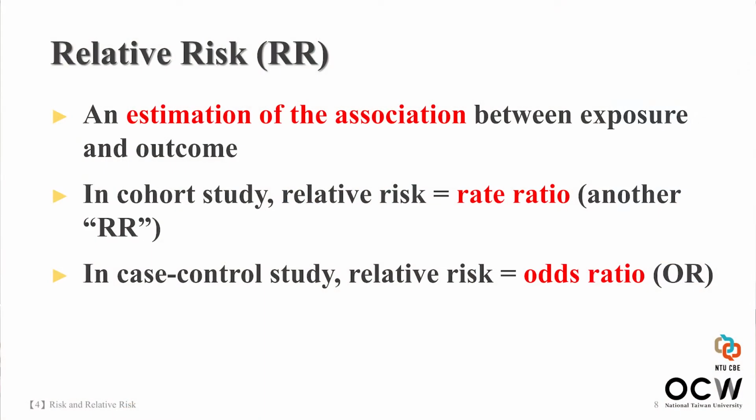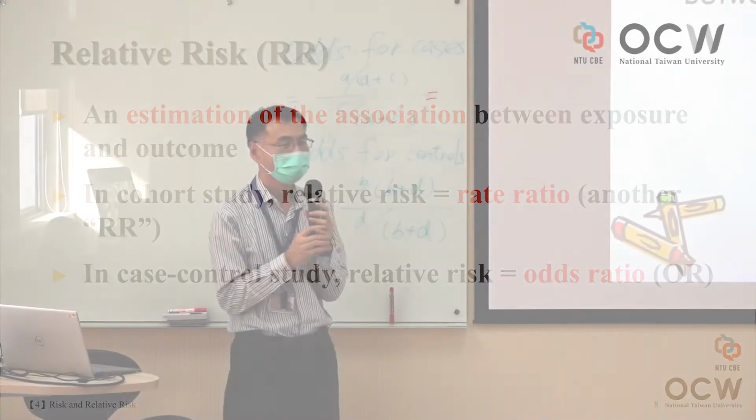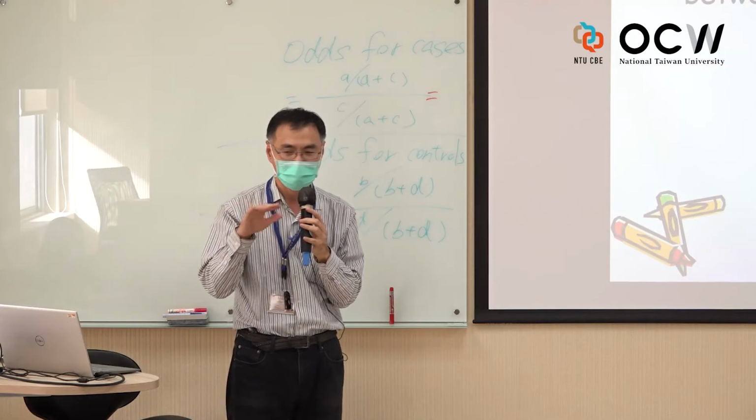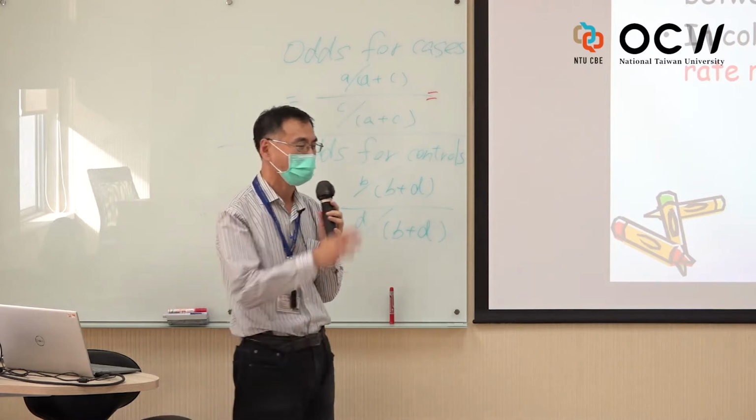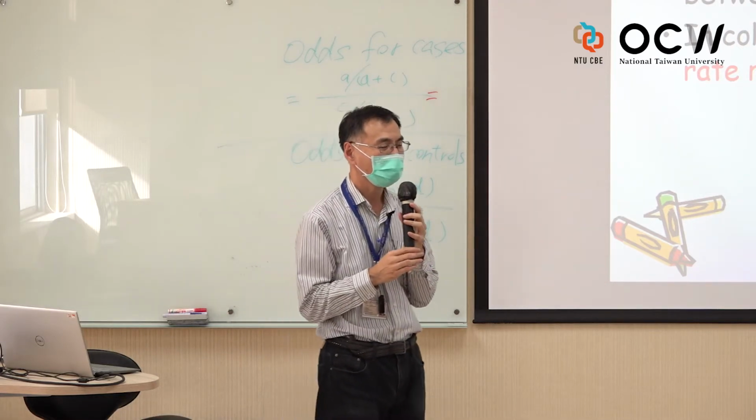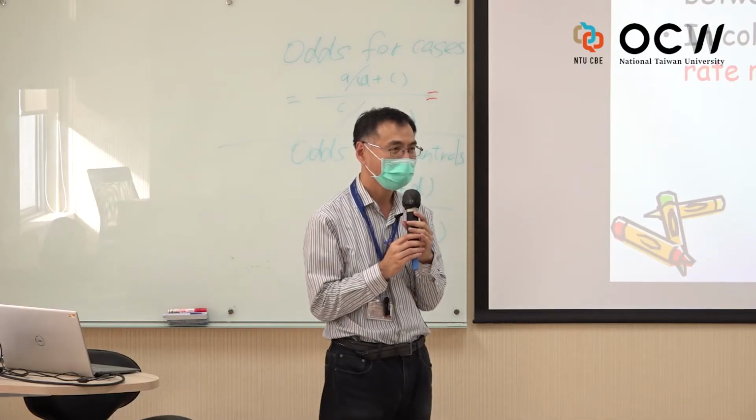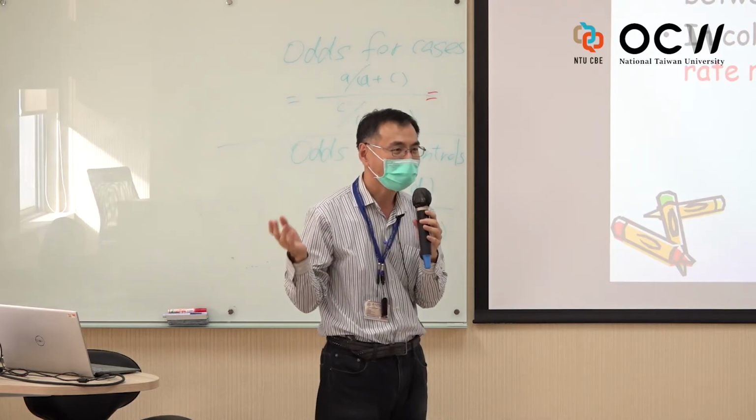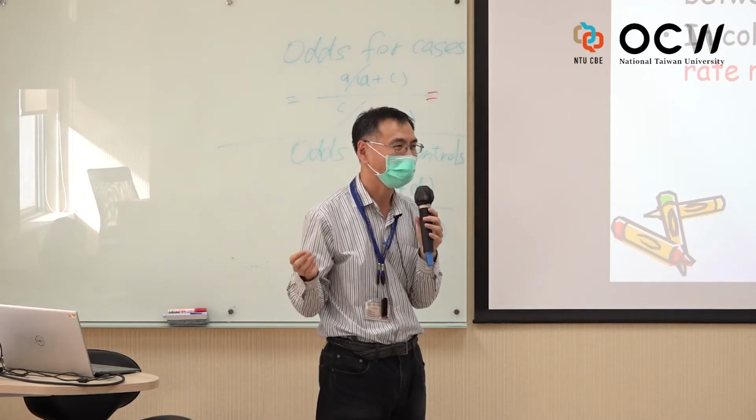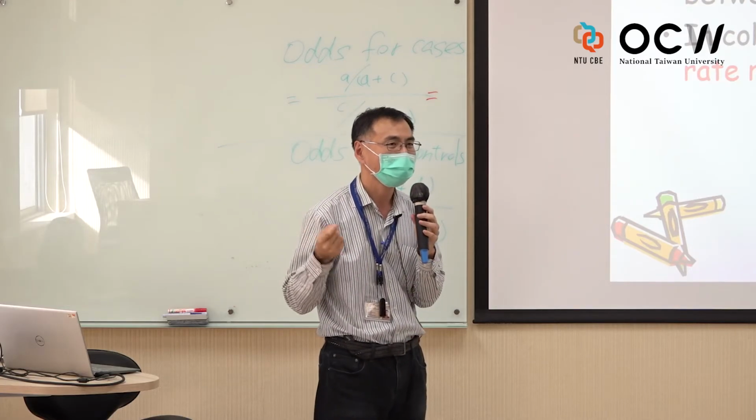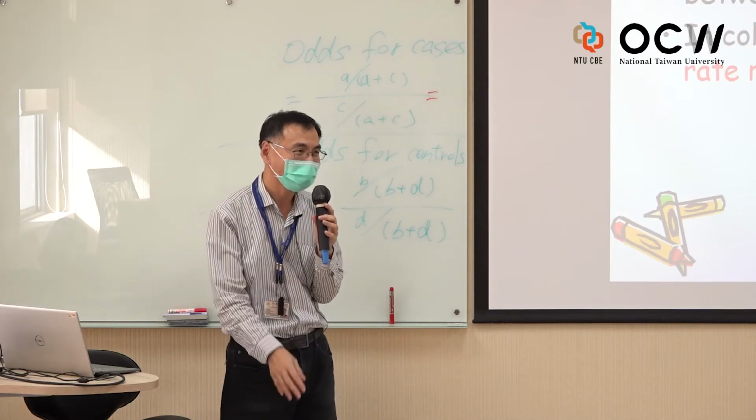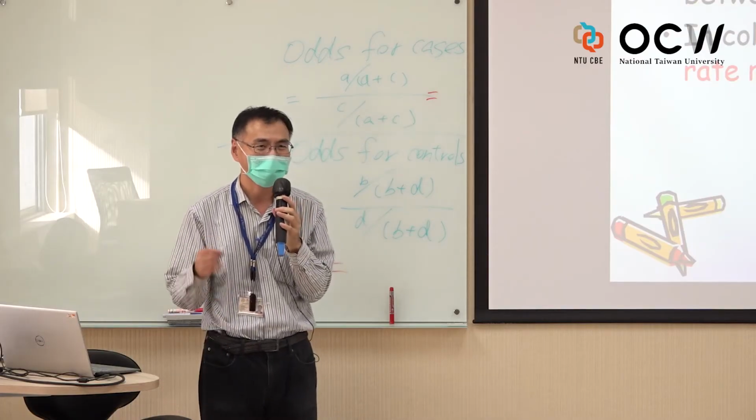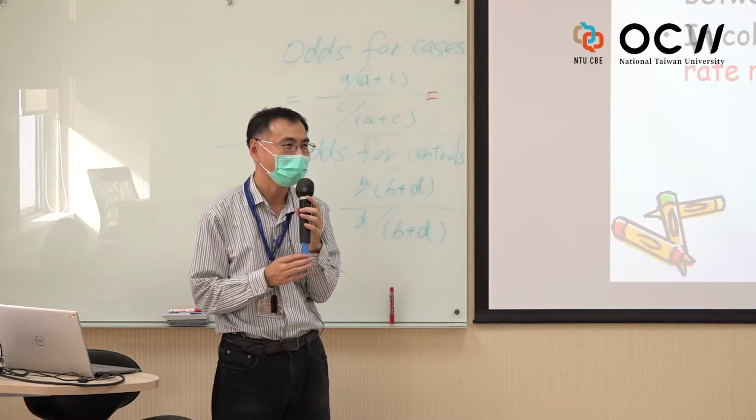So relative risk is simply defined as an estimation of the association between exposure and outcome. So it's basically a calculation of division. And in cohort study, it's called rate ratio, the rate of the exposed group divided by the rate of the non-exposed group. So if it's higher than 1, then we could roughly make the preliminary conclusion that the exposure might put people at a high risk of the disease of interest in our research. But if it's lower than 1, or very low, like 0.001, then we know that the exposure might prevent people from getting the disease, right?